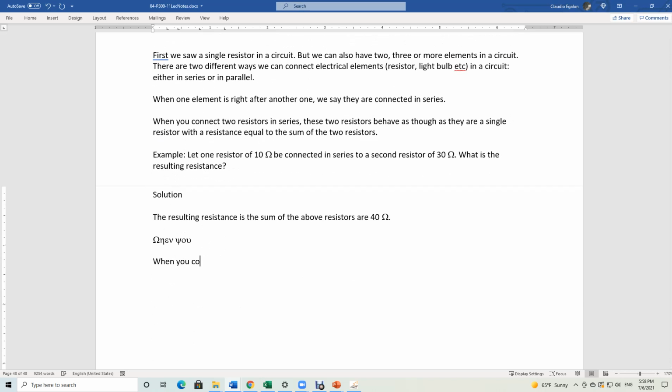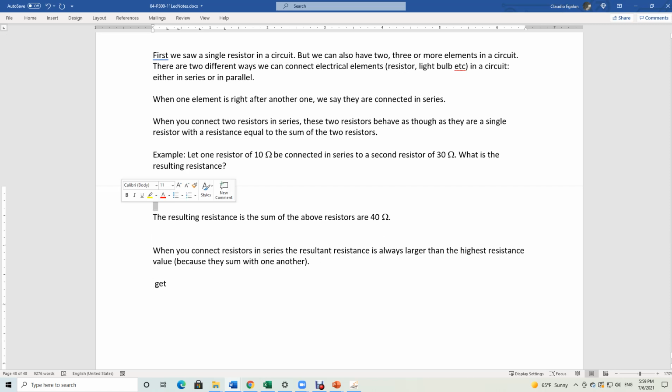Okay, Brian. So when you connect resistors in series, okay, the resultant resistance is always larger than the highest resistance value. You know, because they sum, right? Why is it the highest? Because they sum with one another. That's an important property of circuits in series.